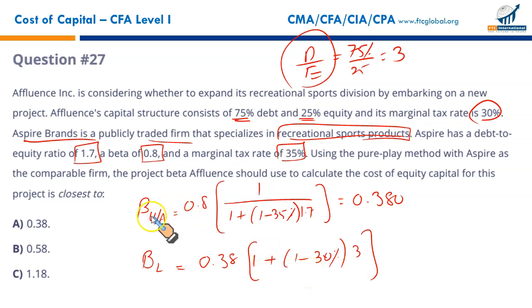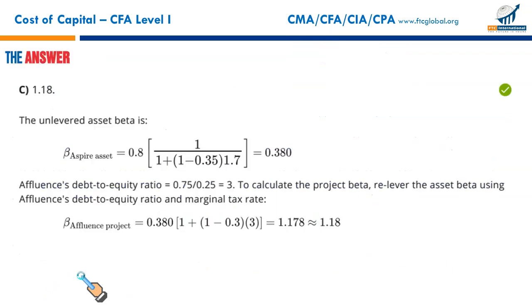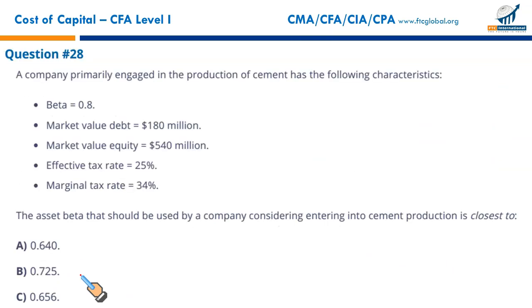So what I have done, I've calculated the unlevered or asset beta for the recreational sports business. This is the unlevered beta, 0.380. Now I will lever it again considering my debt to equity ratio, my capital structure. So it's going to be 3 times 0.70 plus 1 times 0.178 gives me 1.178, and that's approximately 1.18. That makes C the correct option, and C it is.